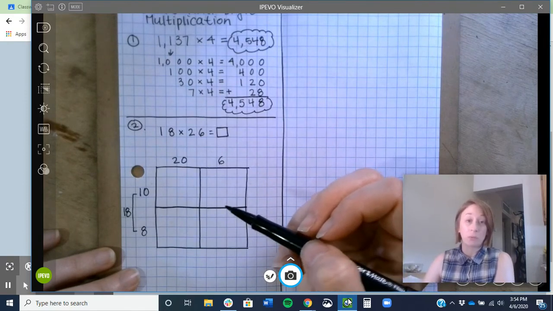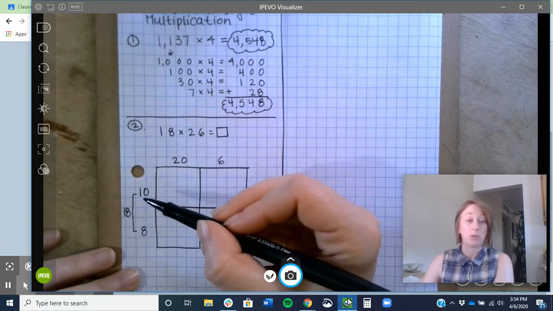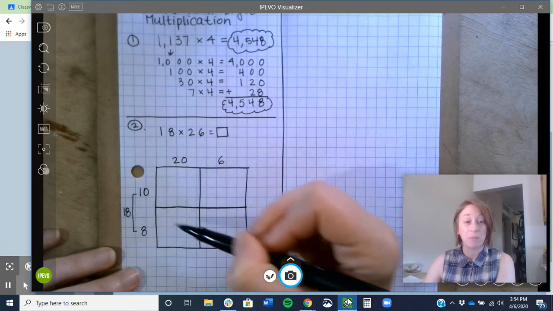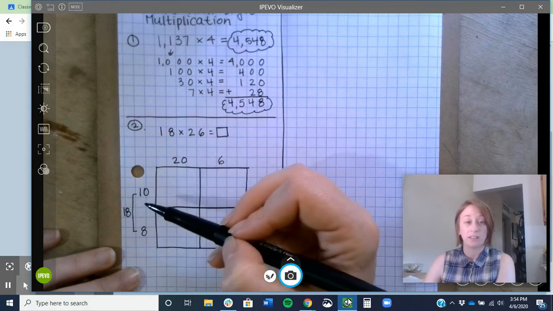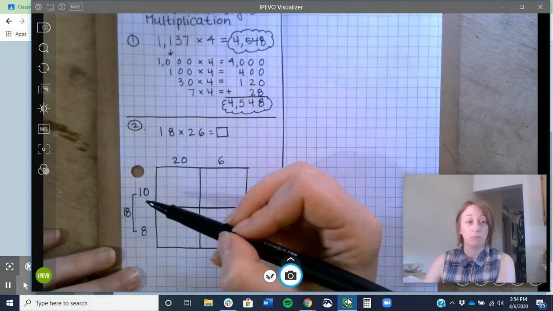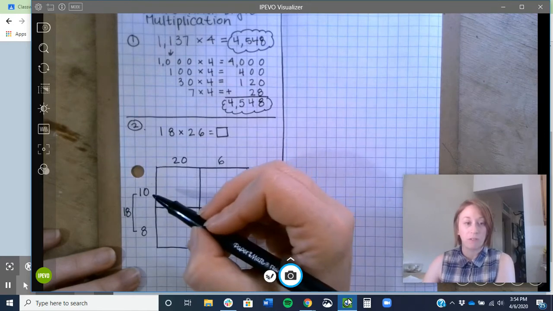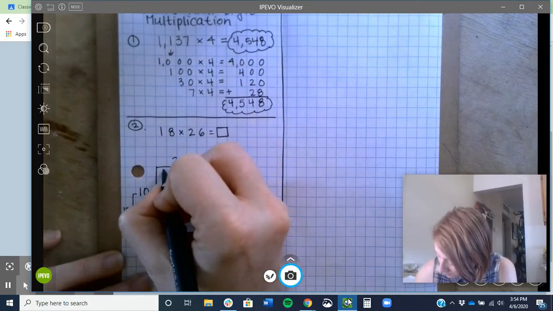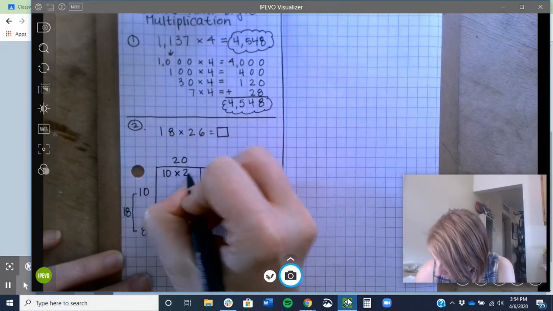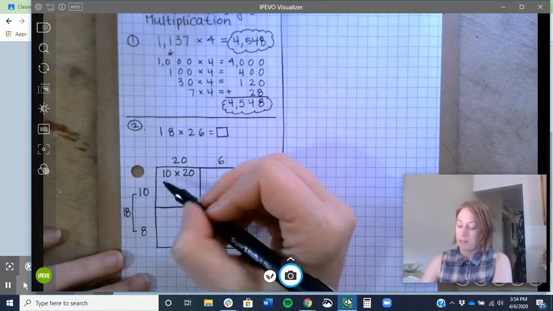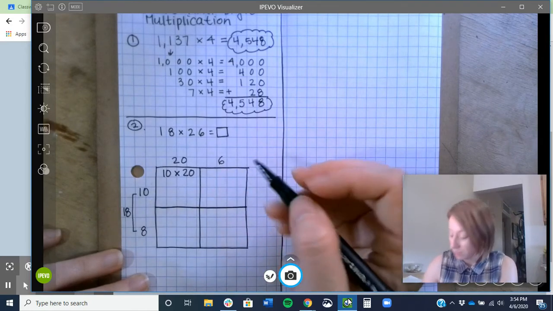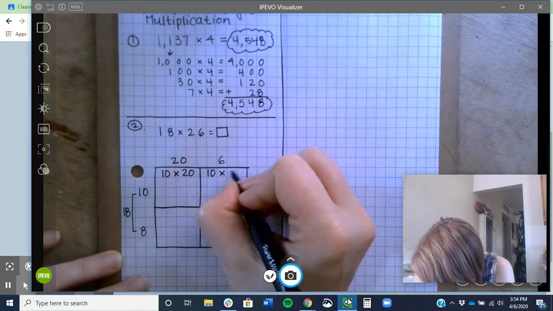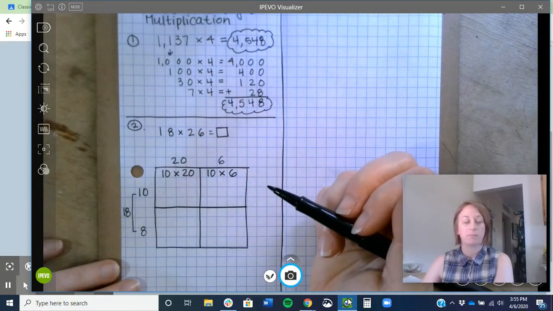Since we know that arrays are multiplication where we just multiply the rows and the columns to find the number of squares on the inside, and since we have broken apart the rows and columns into tens and ones, all we have to do is multiply the rows by their columns. The first row is 10, and the first column is 20. So for this array, that would be 10 times 20. Our rows are still 10, but our columns are 6. So our second number sentence is 10 times 6.